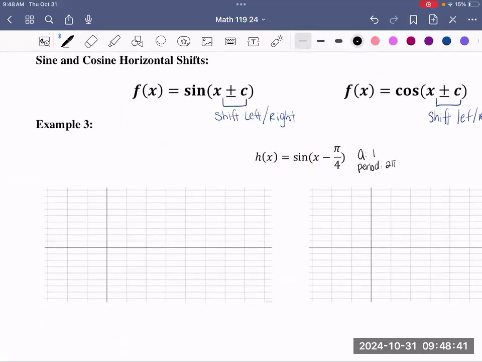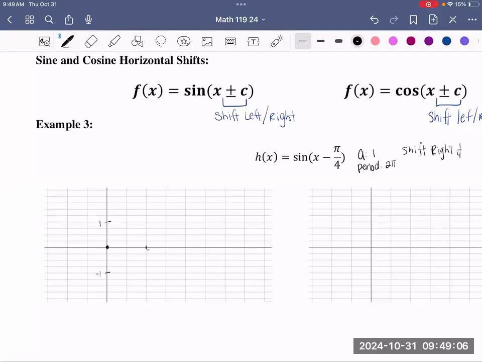However, we do shift it, right? If it's negative, we're going to shift it to the right by 1/4. So let's go ahead and quickly graph your sine function here. We'll just keep this at, we'll say this is 1. That's 1, 2, 3, 4. 1, 2, 3, 4. This is -1.